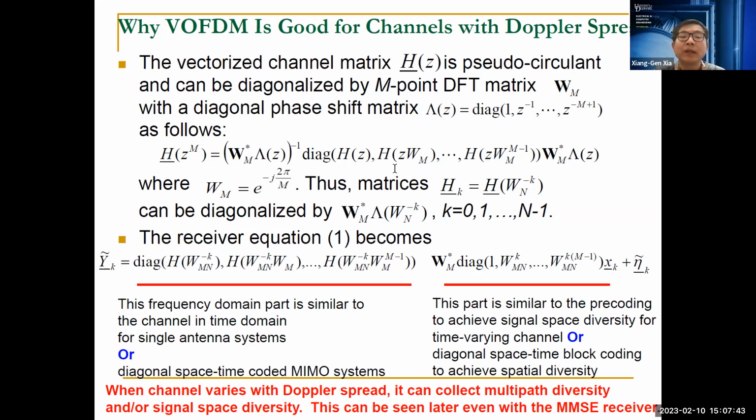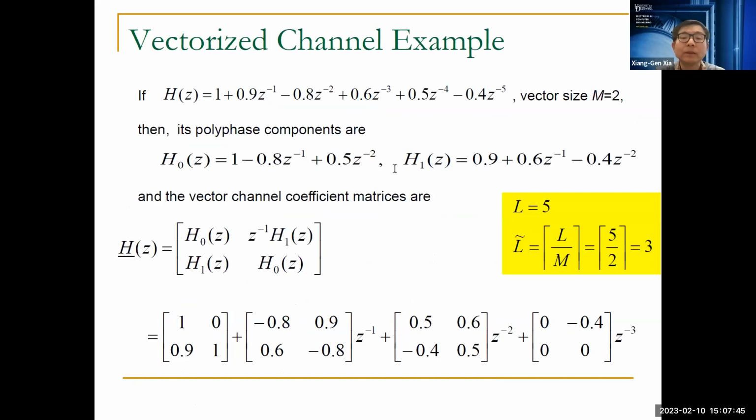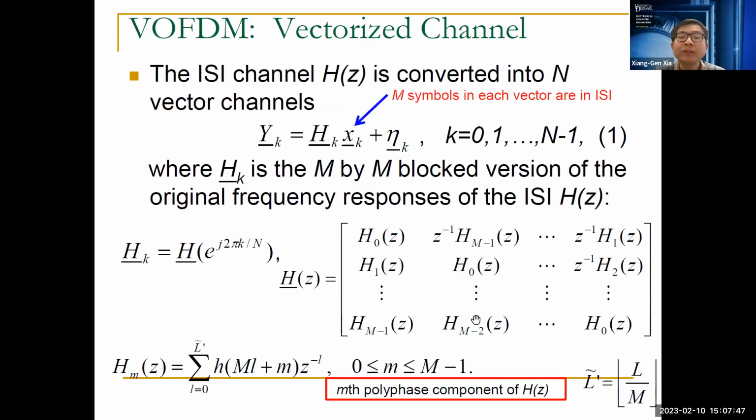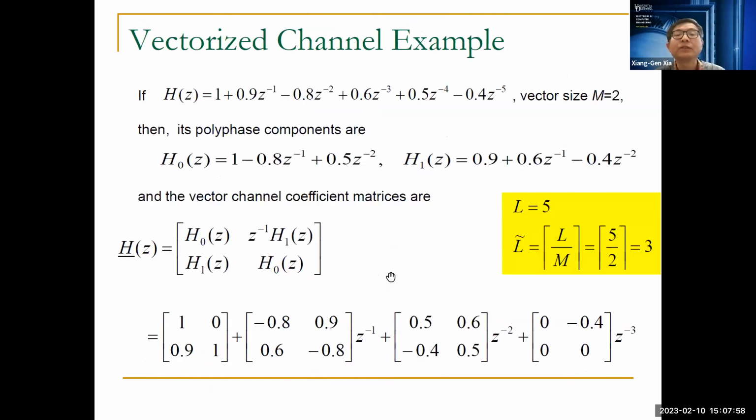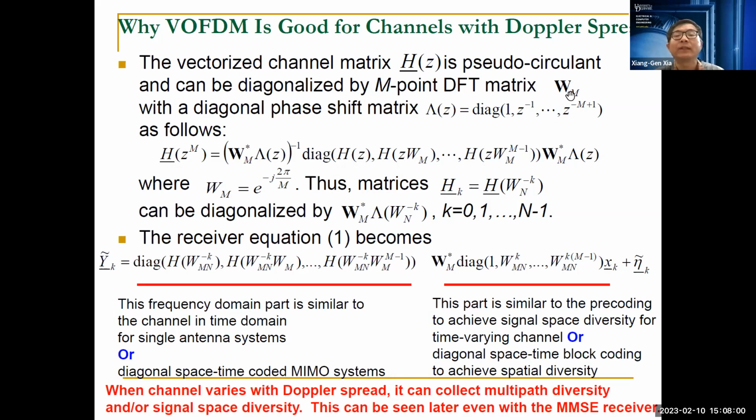This pseudo-circulant matrix can be diagonalized similar to a circulant matrix, right? A circulant matrix can be diagonalized by the N-point DFT matrix, okay? But for a pseudo-circulant matrix, you need to add a little bit, a shift called the phase shift matrix, to diagonalize the pseudo-circulant matrix, okay?